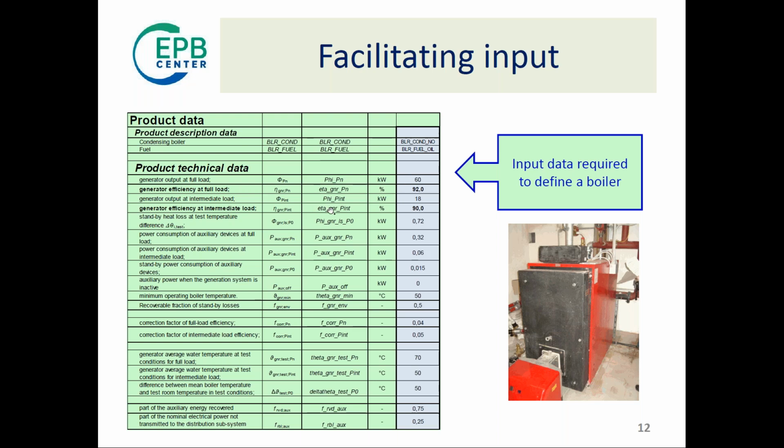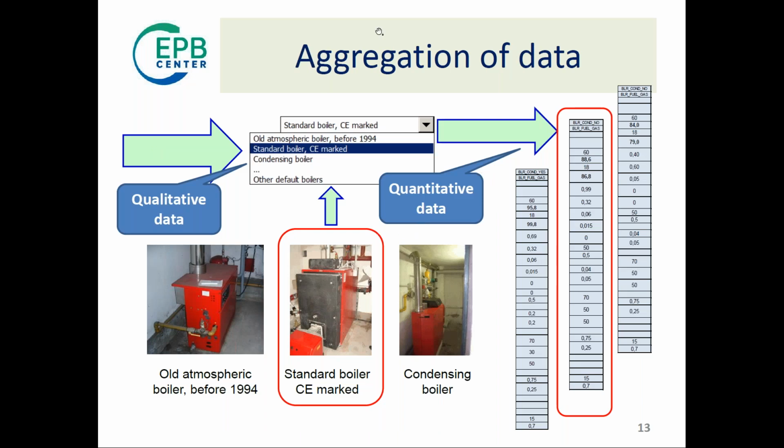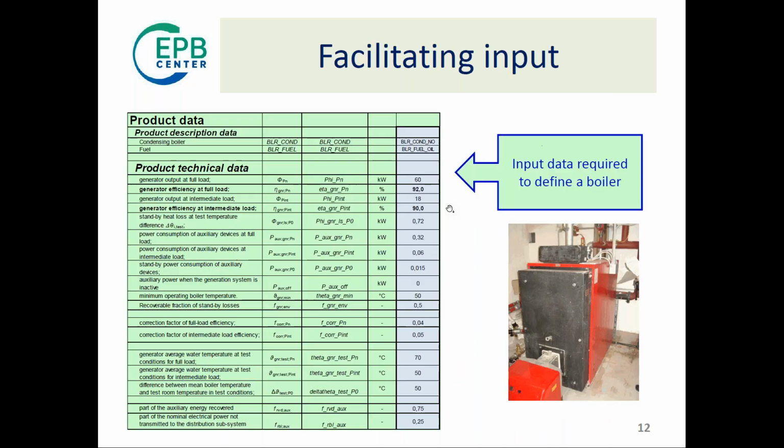Either you have a database, which could be very useful, and typically this is provided by the software with which you will use any calculation method. Probably you will not input all the data, you will just select one make and type of boiler in the archive. Or if you don't have the specific one, you can also use aggregation of data, which is useful to present default data, for example, for national options. Just for example, choosing an atmospheric boiler, a standard boiler, or a condensing boiler, you might have a whole set of product technical data, which is selected in one click based on the typology. This is another way of simplifying the data input.